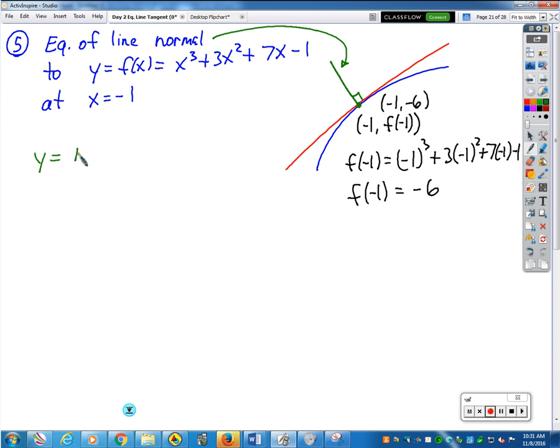So we have y equals m times (x minus x1) plus y1. We can already plug two things into this equation. Raise your hand if you know what two things get plugged in. What two things get plugged into the equation? Tara: negative 1 and negative 6. Exactly right, Tara. So y equals m, and then parentheses, x plus 1, and then minus 6. Good work.